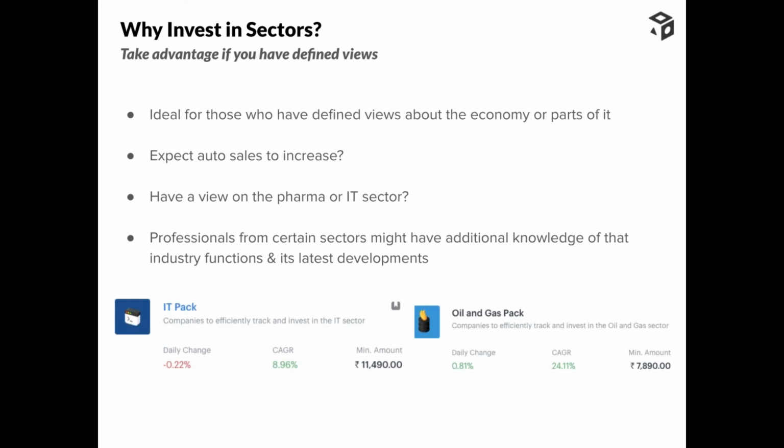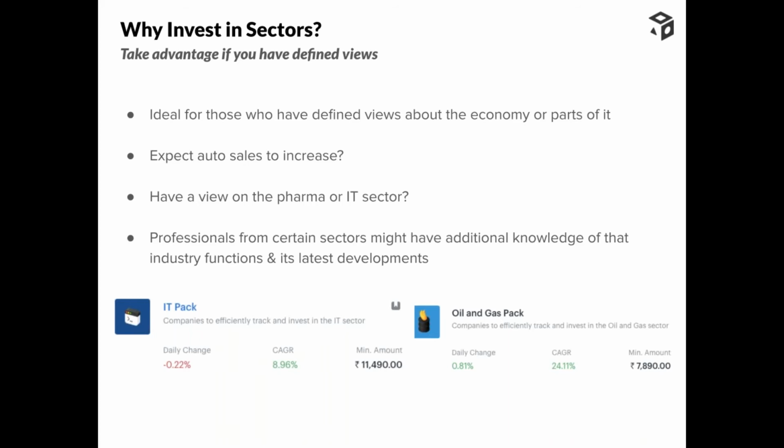Or because of that increased confidence or that increased knowledge that you now have in this. So investing in sectors is actually a great way to take a specific bet, or take advantage if you have defined views on a particular segment of the economy. And honestly speaking, in today's day and age, pretty much all parts of the economy now have very defined segments or indices on the exchanges, that you can specifically track and take advantage of.